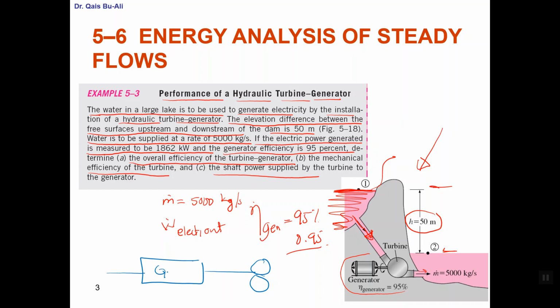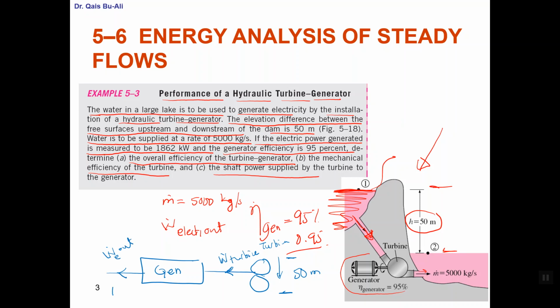So what do we have? This is the generator, for example, and this is the turbine. From here to here, this is the 50 meters. The water is coming in this direction. This is what we call W turbine, if you remember. And this is the generator, and this is W electrical out. So W electrical out, as is given here, is equal to 1,862 kilowatt.